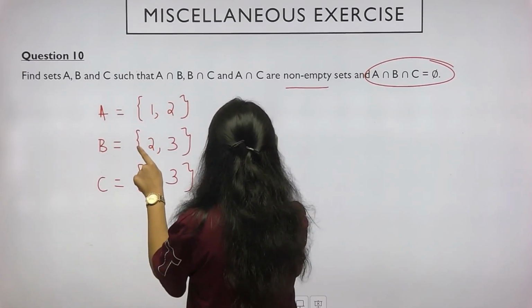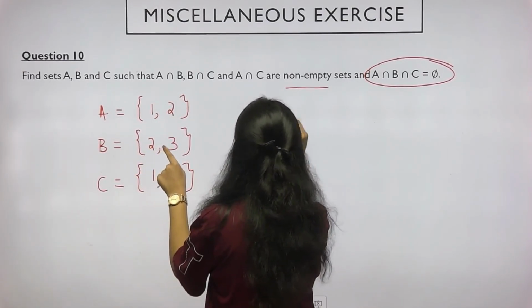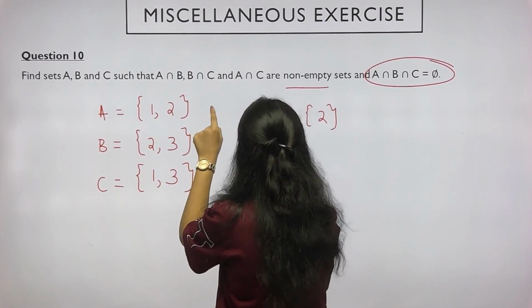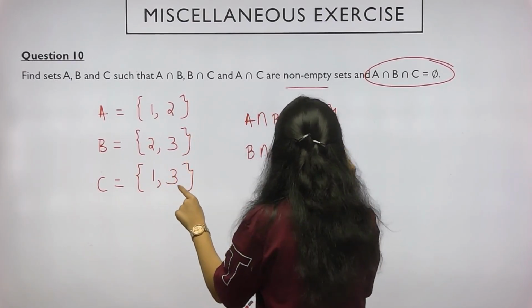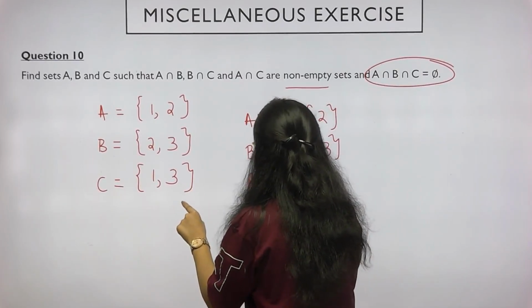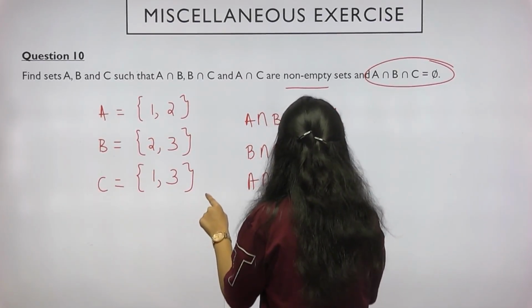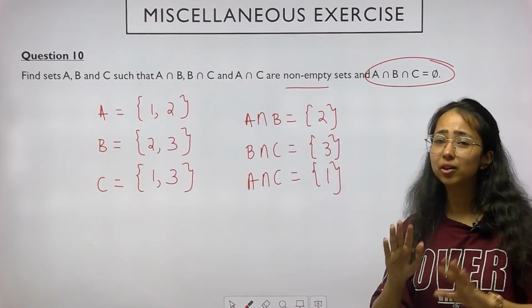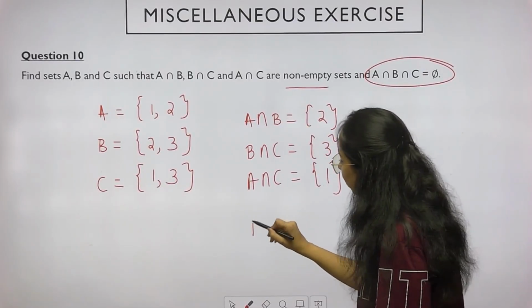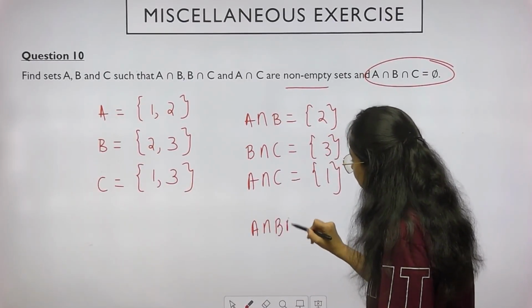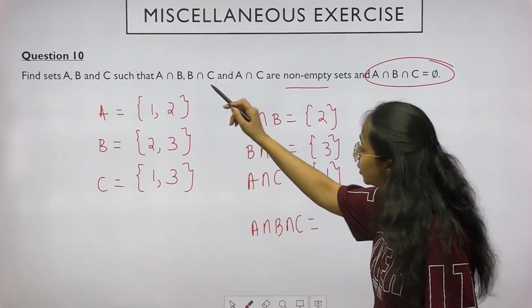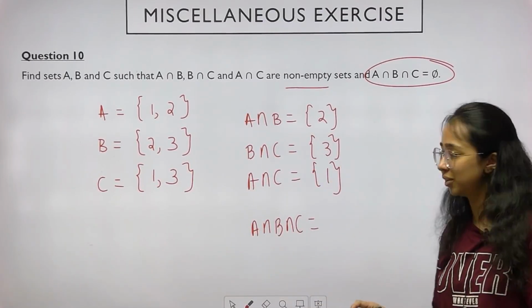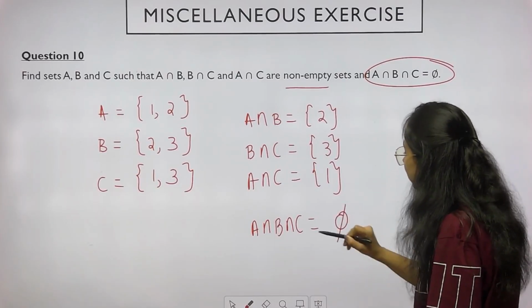Now let's check A intersection B. A intersection B is {2}. Next, B intersection C is {3} and A intersection C is {1}. So clearly all of these sets are non-empty. Now let's check A intersection B intersection C. What is common between all the three sets? There is no element which is common in all the three sets. So this becomes the empty set.